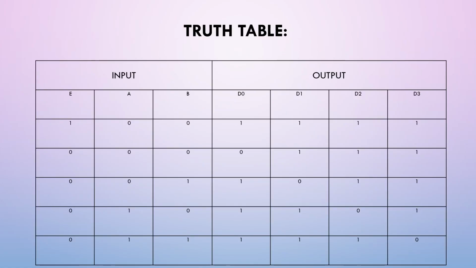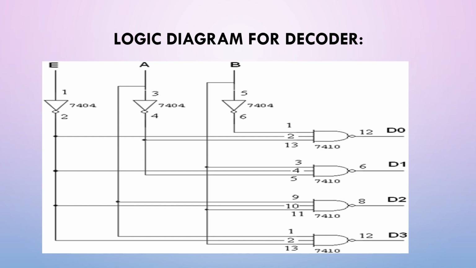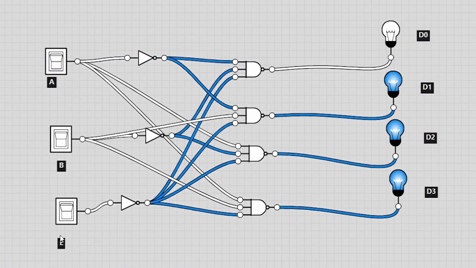And this is the truth table for the decoder. It has 3 inputs and 4 outputs. And this is the logic diagram for a decoder. Now let us see about the decoder simulation.